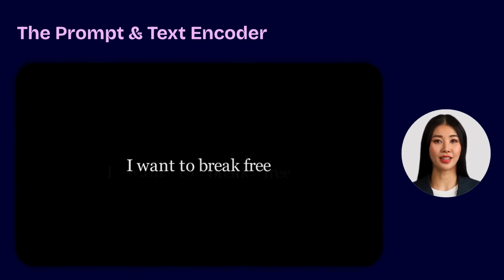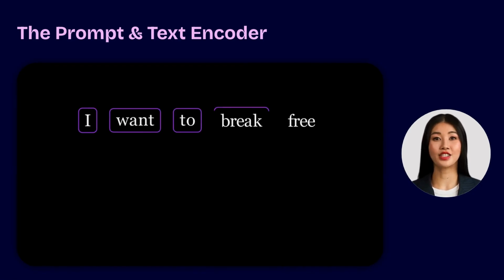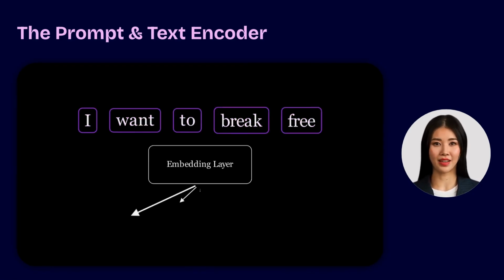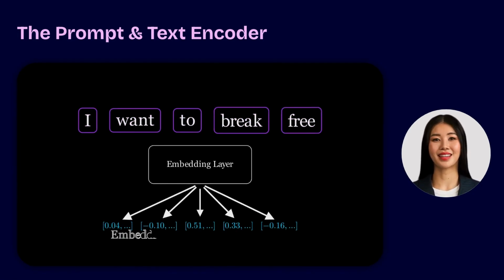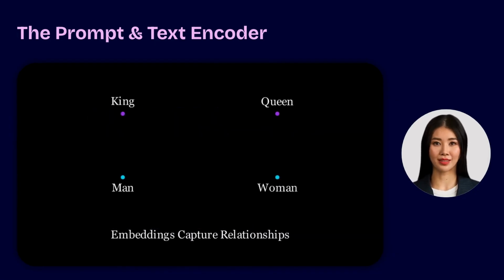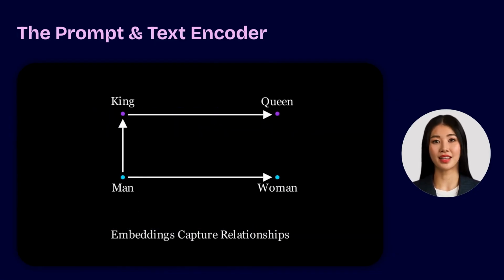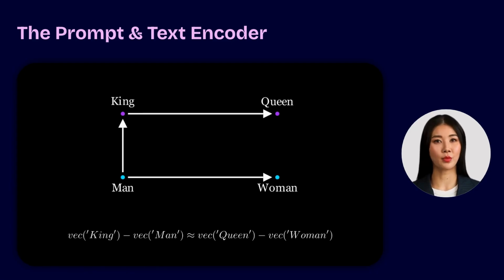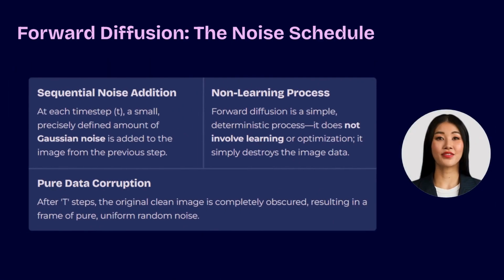The prompt is first deconstructed into tokens. Each token is then mapped to a high-dimensional vector, known as an embedding. These embeddings don't just represent words, they capture semantic meaning and relationships, forming the conceptual blueprint that will guide the image generation. The foundation of training is the forward diffusion process.